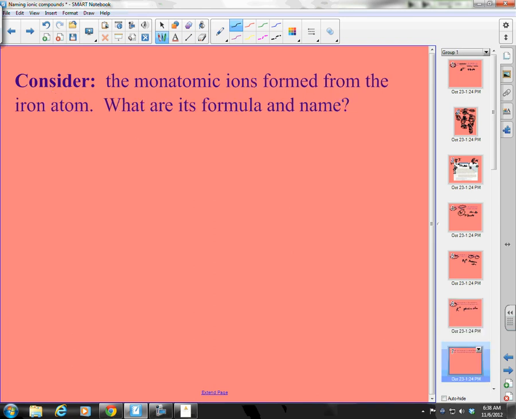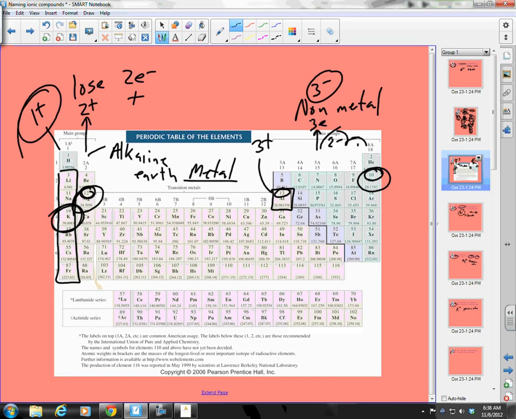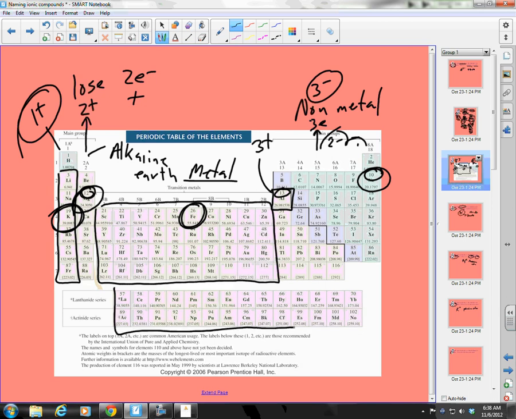Next, consider the monatomic ion formed from iron. What are its formula and name? Okay, let's go to the periodic table. Where's iron? Did you see Ir anywhere? It's not Ir. It is Fe. Now, is it a +1, +2, or +3? Well, Mr. Smith, you haven't told us because this is my D block and my F block, and there are special things about D and F. What is special about D and F?